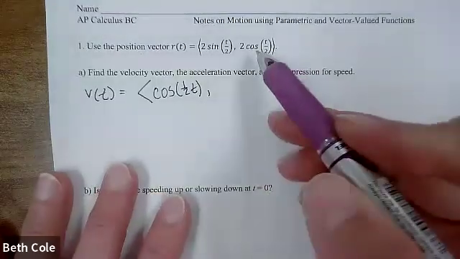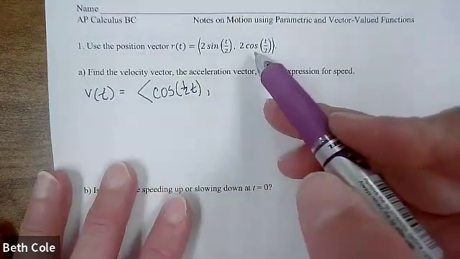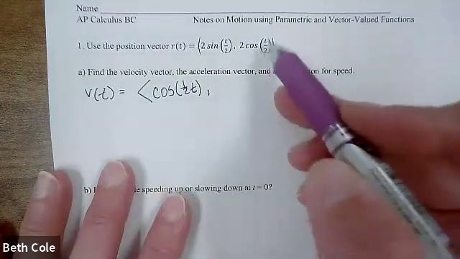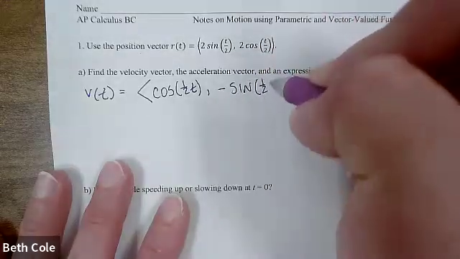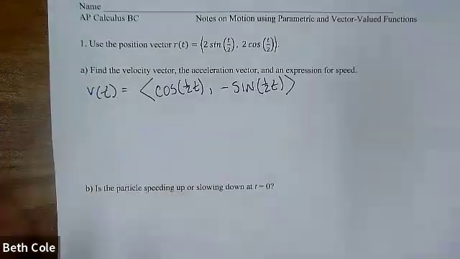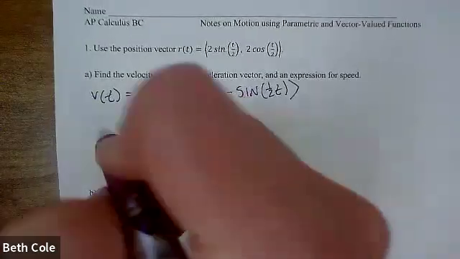All right, comma. Now we're going to do the same thing with this one. Derivative of cosine is negative sine. Again, there's a chain rule. The 2 and the 1/2 are going to cancel. So negative sine 1/2 t. So that is our velocity vector.